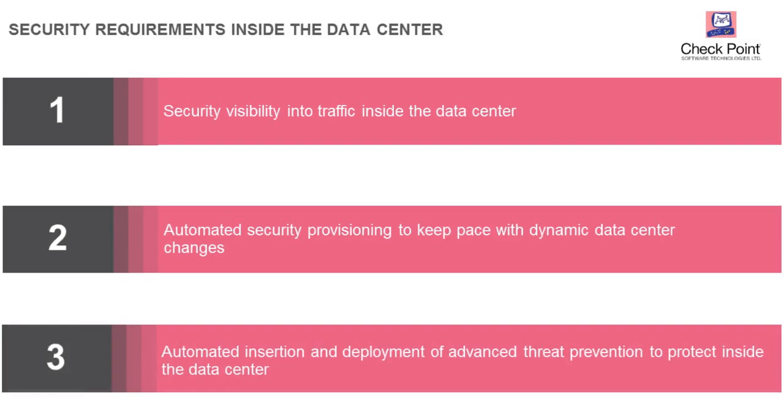The third key point in addressing these challenges naturally follows on from the first point: automated insertion and deployment of advanced threat prevention to protect inside the data center. So now that we have that security visibility, we can see that 80% of traffic is within our software-defined data center. It's now time to leverage advanced threat prevention functions such as IPS, anti-bot, and antivirus within the data center. So protecting virtual machines from other virtual machines is the most simplistic example of this.